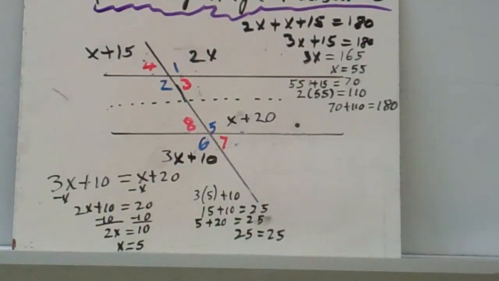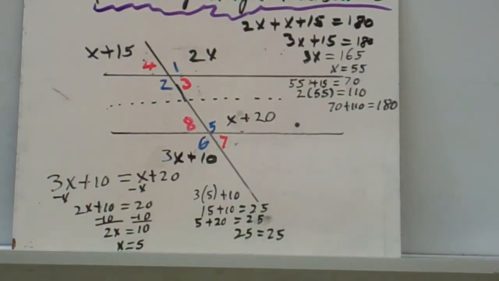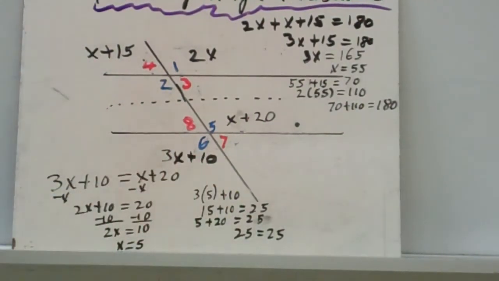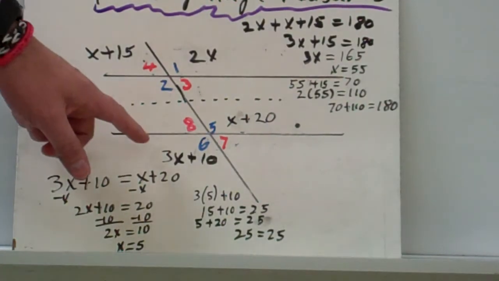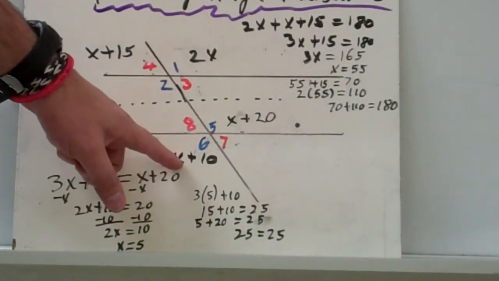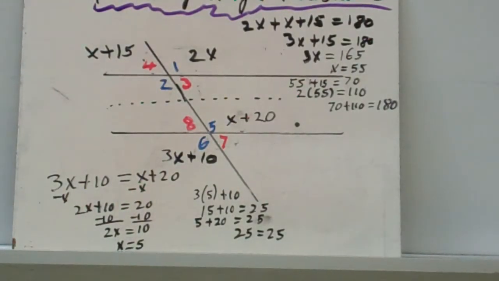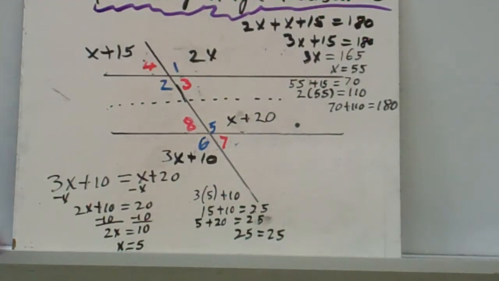Let's go back and double check. Remember, those angle measures should end up being the same. So we have 3 times 5 plus 10. So we have 15 plus 10 is equal to 25. And that would be for this one. So 3 times 5, our x. And then we come over and look at the other expression. We replace x with 5. So 5 plus 20 is 25. And 25 does equal 25. So that works out well.